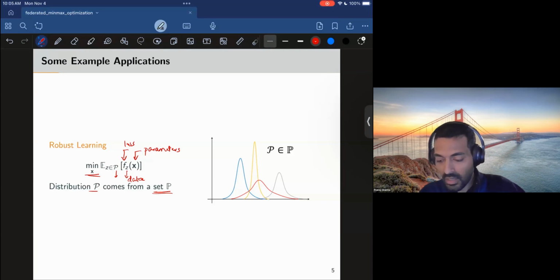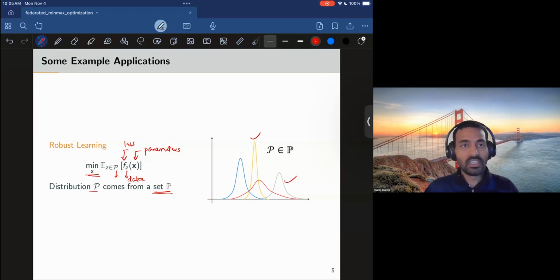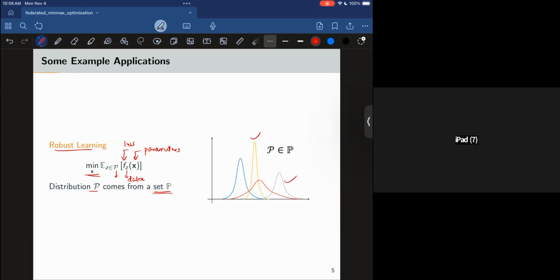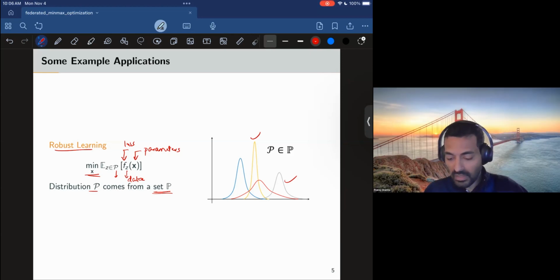It can be very spread out like this distribution, or it can be very concentrated in the space of distributions like this one in yellow. So this problem, where there is uncertainty about the distribution from which our data is coming, is called a robust learning problem. It turns out this is a slightly more general problem than simply minimizing f of x, where our data is coming from a single distribution.